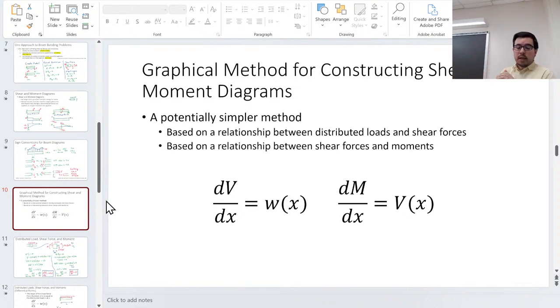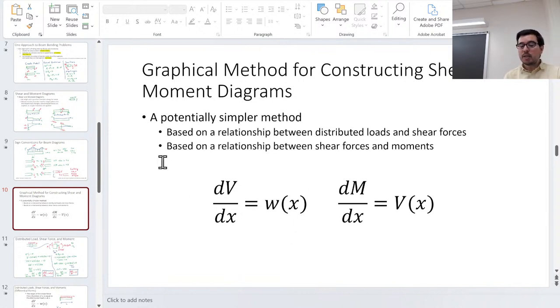So we've talked about shear forces, we talked about bending moments, but we can also relate the bending moments to the shear forces, and then we can do something kind of interesting, and that is relate the change in the shear force, the derivative of the shear force with respect to the axial direction, to an applied distributive force.